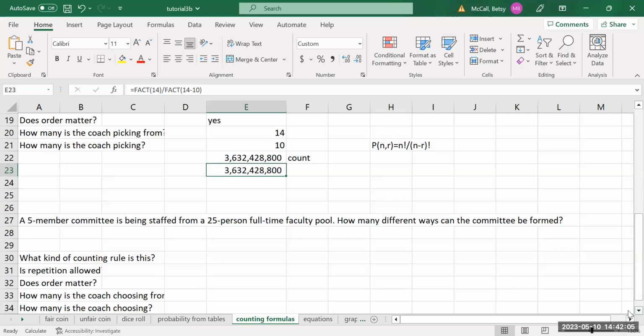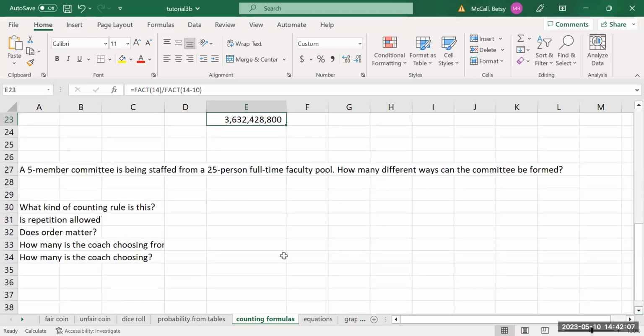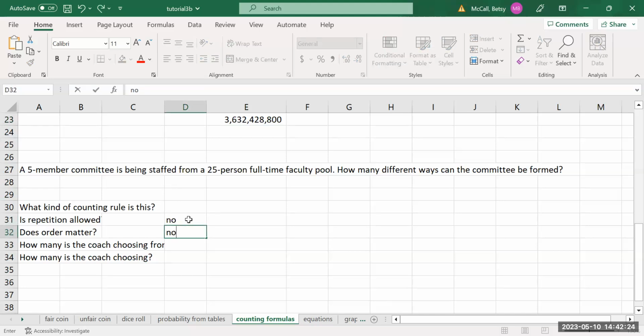And then our last example is our third counting rule. A 5-member committee is being staffed from a 25-person full-time faculty pool. How many different ways can the committee be formed? In this case, repetition is not allowed. And does order matter? In fact, it does not matter, because when you're on a committee, everybody is just on the committee. There's nothing special about being chosen first or second or fifth.